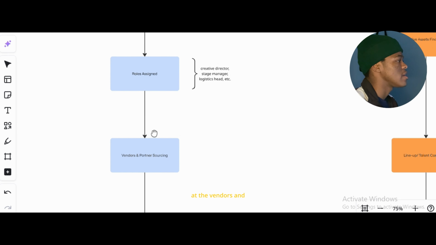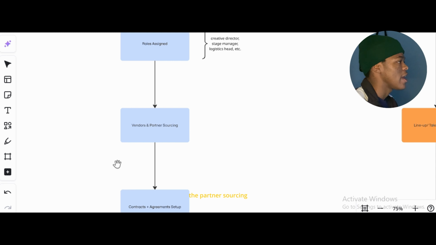And then we look at the vendors and the partner sourcing. Here we look at the people who are going to be coming to our event, the people who are going to be selling snacks or whatever it is they're selling. These are the vendors. And then the partners, people who actually want to partner up with our event. This is where we go through that process: who's going to be selling, and who are we collaborating with?